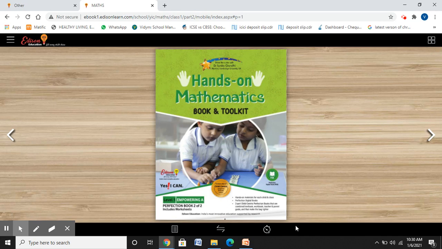So today is Tuesday and the date is 12th of January 2021, and today we are going to do our maths work. So please take out your maths book, that is Hands-on Mathematics.